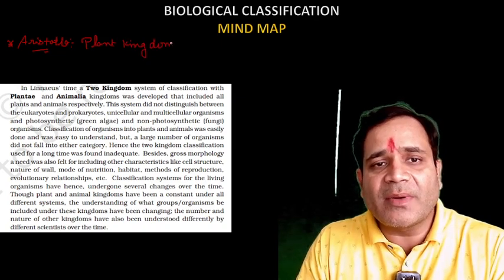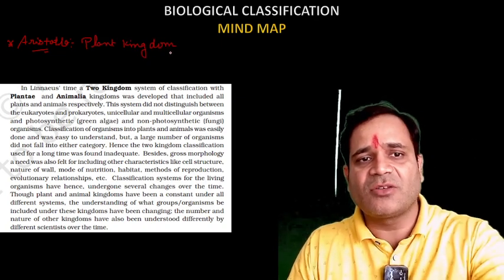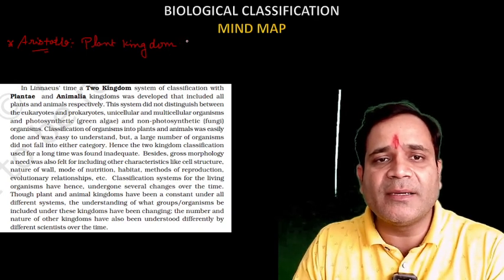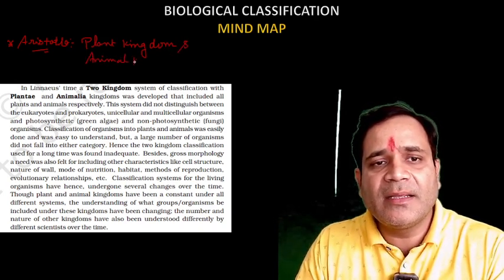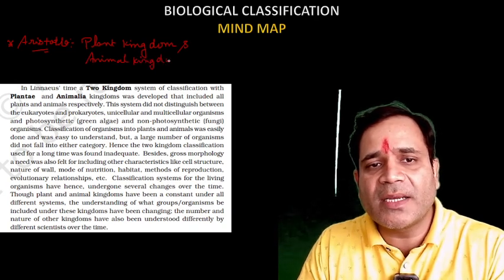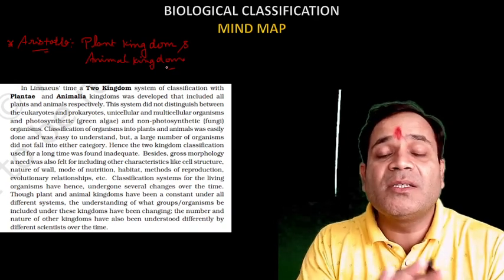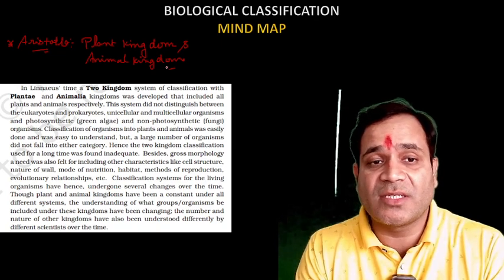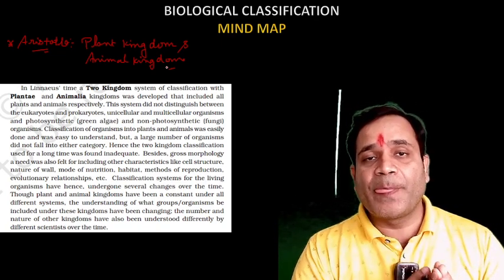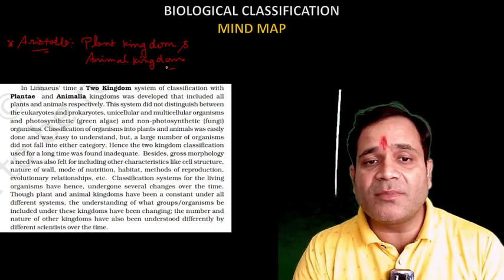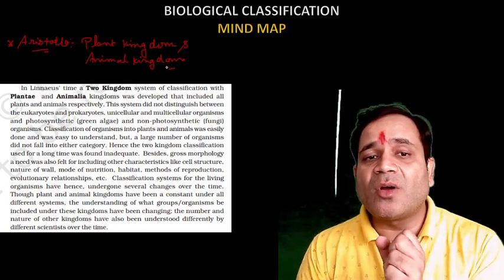See here what I'm writing, and this is also given in your NCERT. Plant kingdom and what? The second one is what? Animal kingdom. Am I right? Yes, my dear. Plant kingdom and the second one is animal kingdom. But this two kingdom classification was not sufficient because there are some drawbacks. Yes, some drawbacks, my dear.